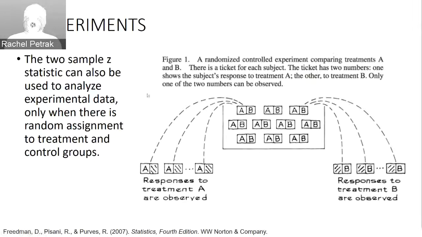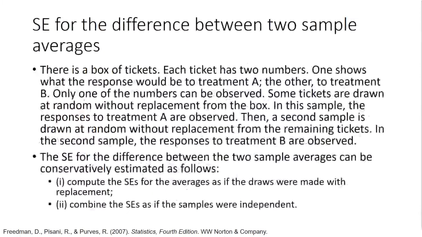In this case, your two groups are the treatment and the control group, or you could compare two treatments. Remember, control is really just another intervention; you're just comparing two interventions. And the SE for the difference between the two sample averages is conservatively estimated through computing the SE for the averages as if the draws were made with replacement.